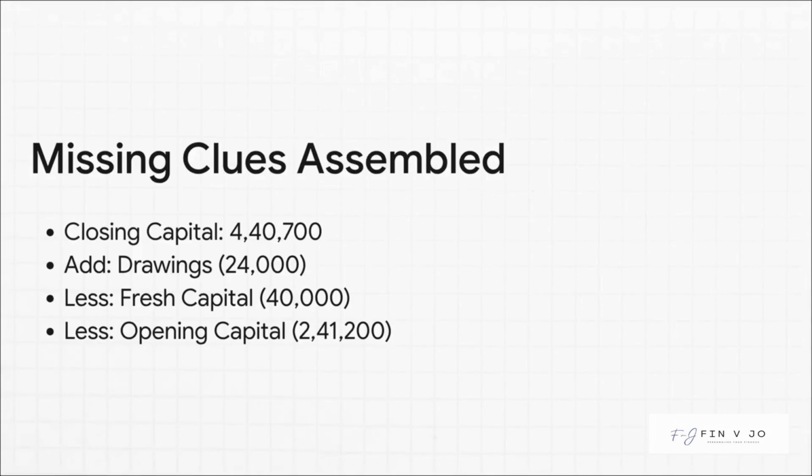Now, let's assemble all our missing clues and plug them directly into that 4-step formula we talked about. We start with that closing capital of $440,700. Through our detective work, we found out the proprietor withdrew $2,000 a month for personal use. So we add those drawings back, which is $24,000 for the entire year. We then deduct the $40,000 of fresh capital they introduced halfway through the year. And finally, we deduct our starting point, that opening capital of $241,200.